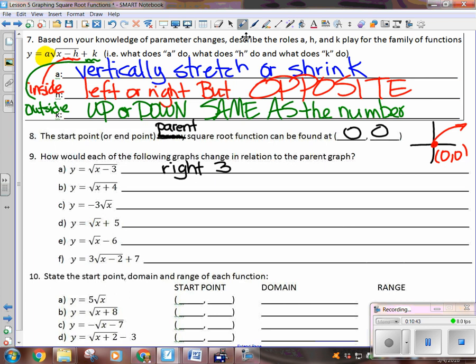Okay, plus 4. Inside, right? It's left or right. It's going to go left 4, to negative 4.